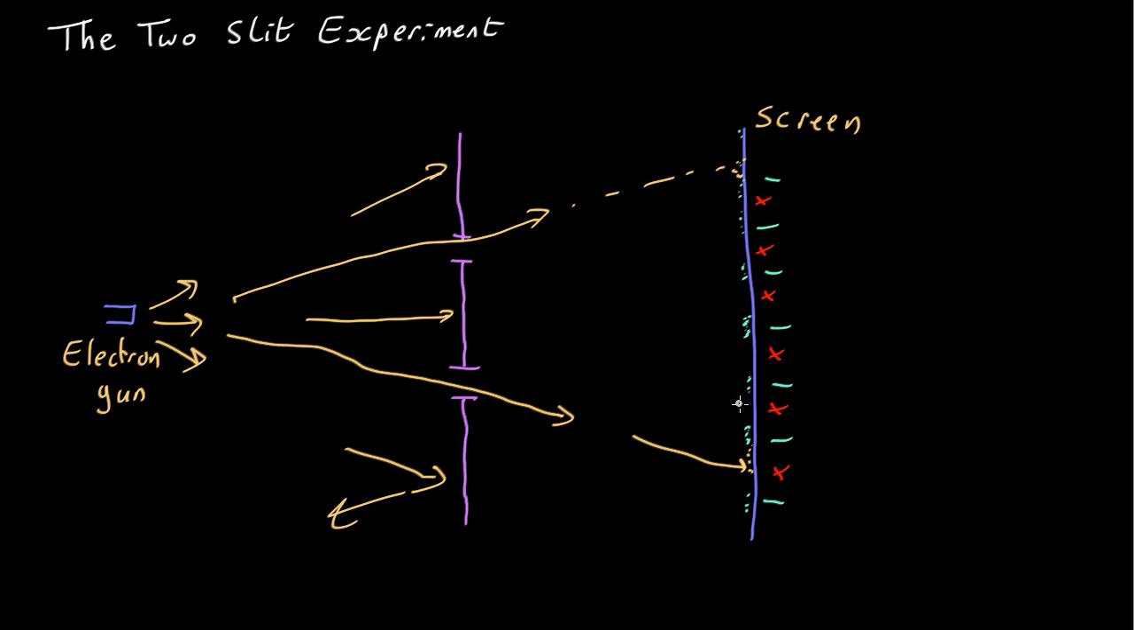Now this all makes sense if instead of electrons we were talking about a wave, like radio waves. If we're looking at radio waves, you can imagine them spreading out from here.